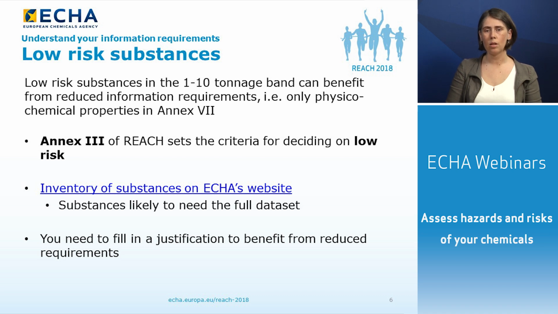If your substance is a low-risk substance, then you can register your substance in the 1 to 10 tons per year band by providing only the physicochemical information. The list of substances which we at ECHA believe are not low-risk substances is published on our website. This list was put together using models to predict toxicity and contains 65,000 substances.